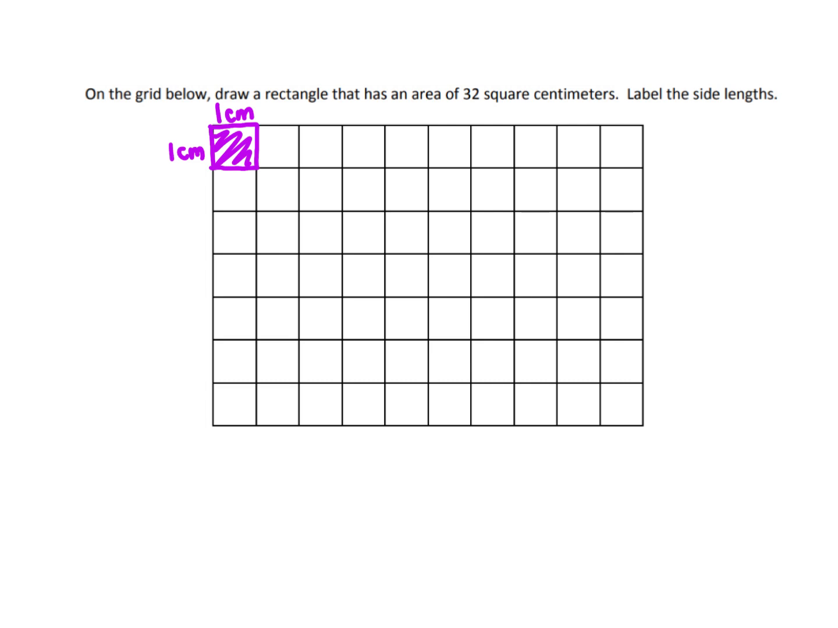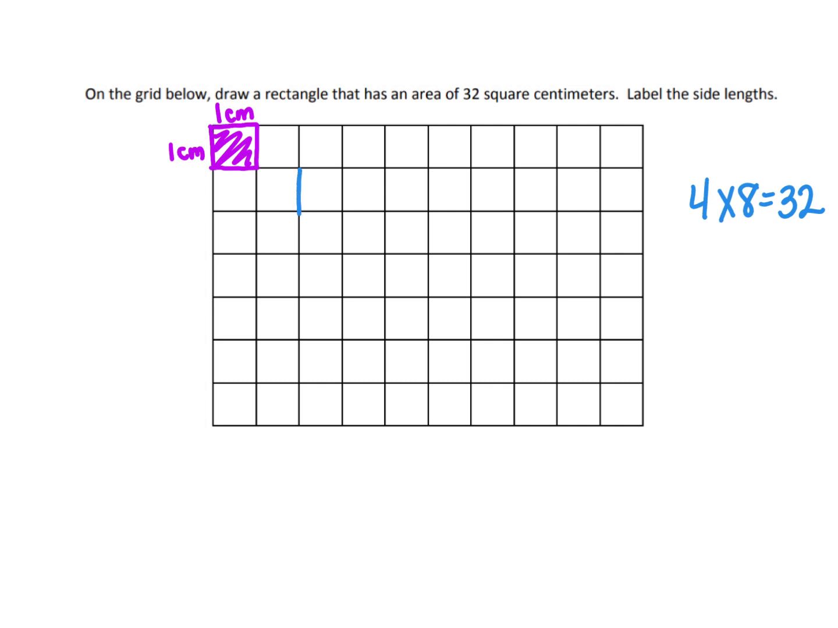First, we should start with what equals 32. What two numbers together can equal 32? The first one that comes to my mind is 4 and 8. So 4 times 8 equals 32. So in order to make a rectangle that has 32 square centimeters, we're going to have to draw two sides that are equal to 4 and two sides that are equal to 8.